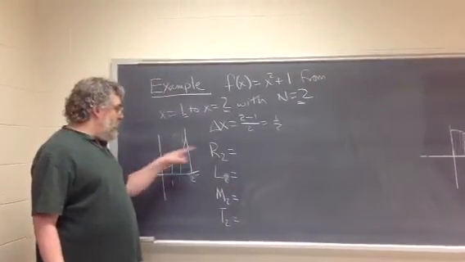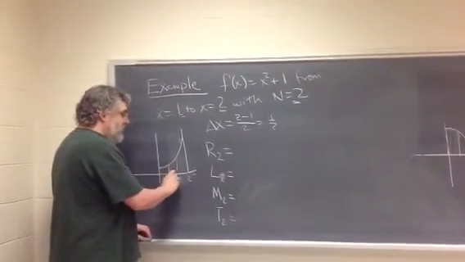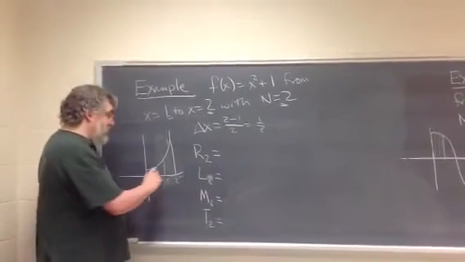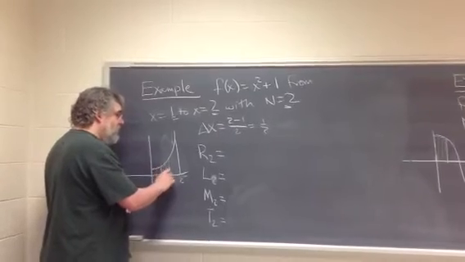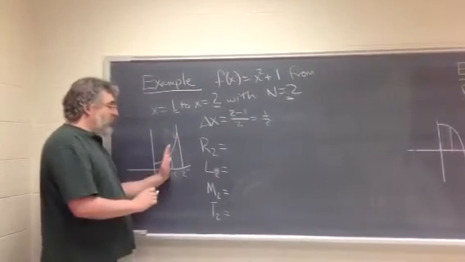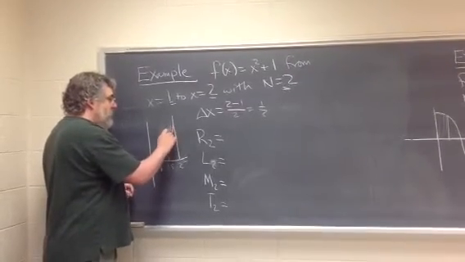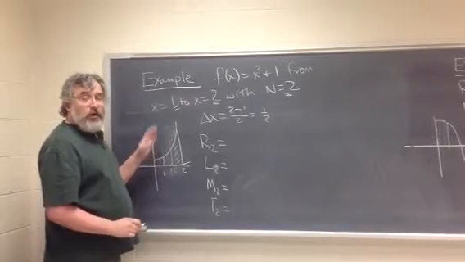Now, what are the rectangles? Let's do Rn first. Rn says, for each of these rectangles, I'm going to draw the rectangle that's as high as the endpoint here, on the right. So from that rectangle, it goes to 1.5, that's the right side. Here it's 2, go to the right side. Notice this is an overestimate, because there's stuff above the whole area we want.